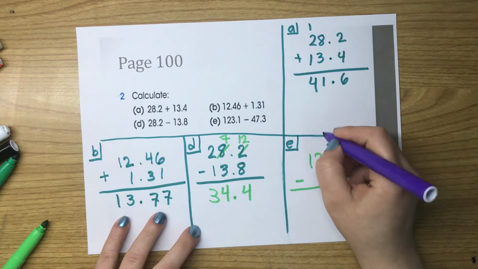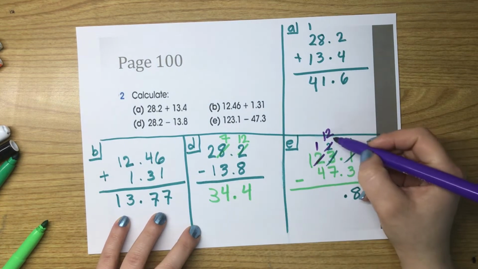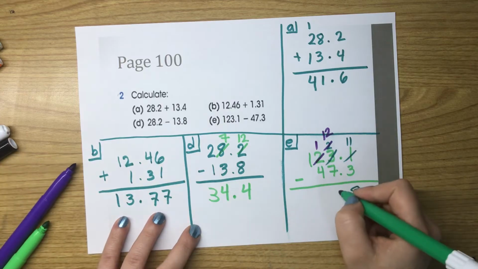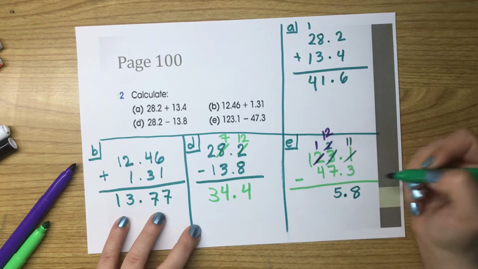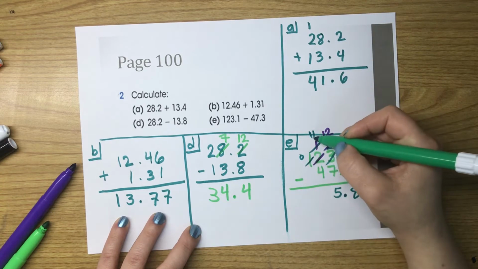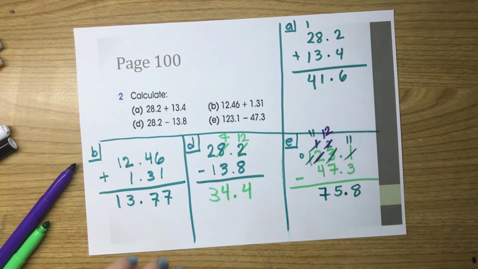The 2 will be 12, and this 2 will be 1. 12 take away 7 equals 5. 1 take away 4 you can't, regroup again. 11, 0. 11 take away 4 equals 7.